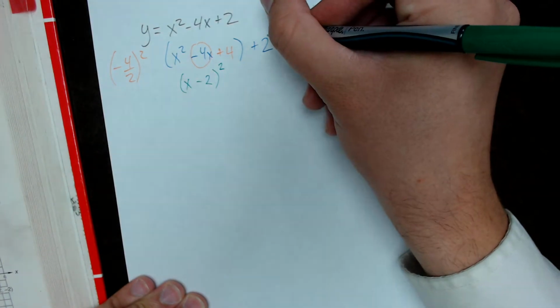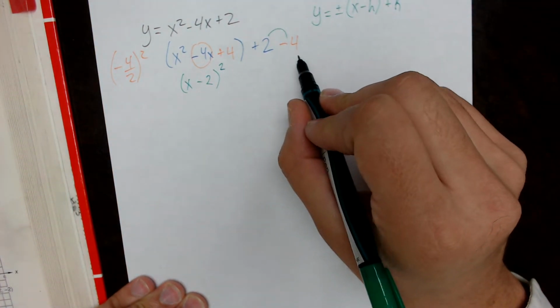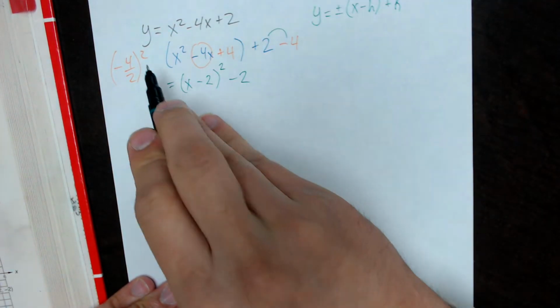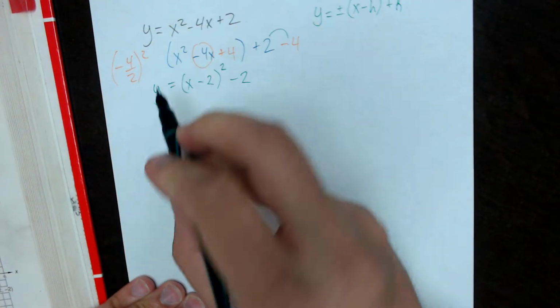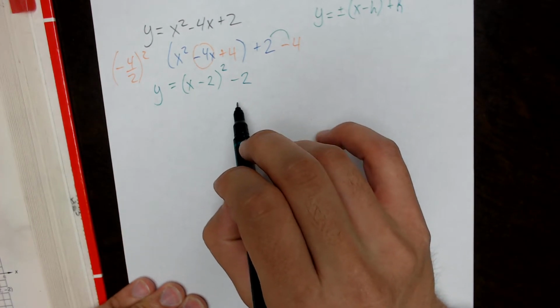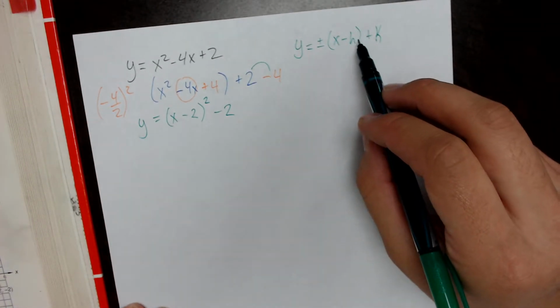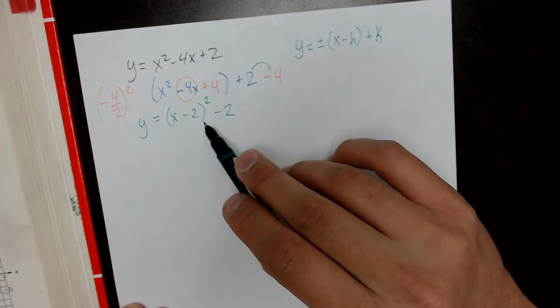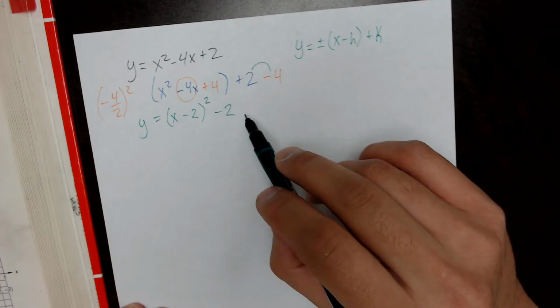And then here, all I have to do is combine these terms. 2 and negative 4 combine to become negative 2. And if you look at the left side of the equation, which hasn't changed, I now have y equals (x minus 2) squared minus 2. Now that fits the form of this equation, because now I have x minus a number in parentheses, and then a number on the outside.